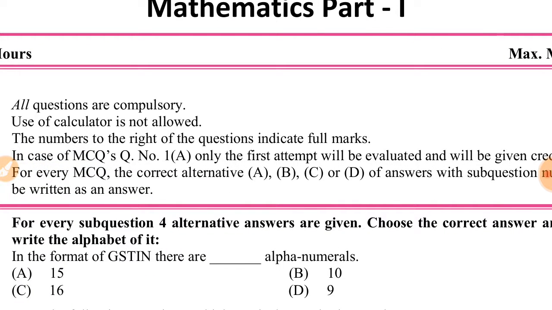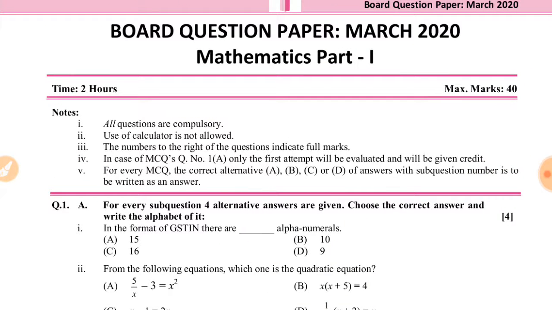Means, if you make a mistake while writing the answer the first time, and correct it or scratch it and then write the second, then only the first attempt will be considered. Means even if you write the correct answer the second time, it will not be considered. I hope you understand this point. So you have to be very careful while writing the answer to this question number 1A MCQ.